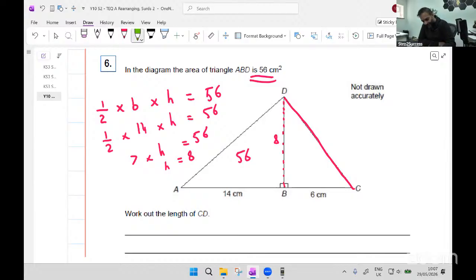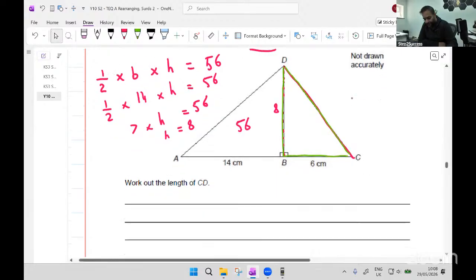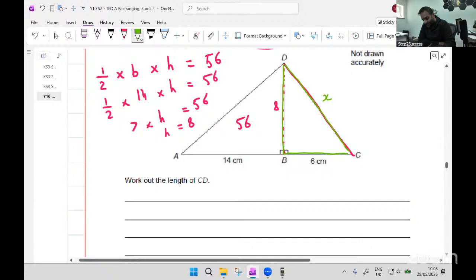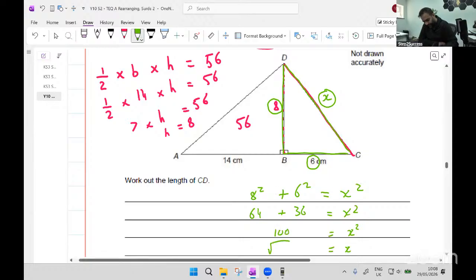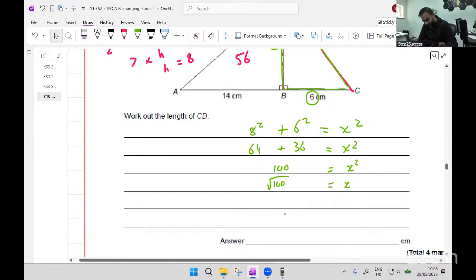Now that I know that is 8, I can start looking at this triangle and use Pythagoras because we have a right angle triangle here. And we know that in Pythagoras, this side squared plus this side squared equals this side squared, or the other way around, however you write it. So that's 64 plus 36 equals x squared. X squared is 100, and x is the square root of 100, which is 10. That would be that.